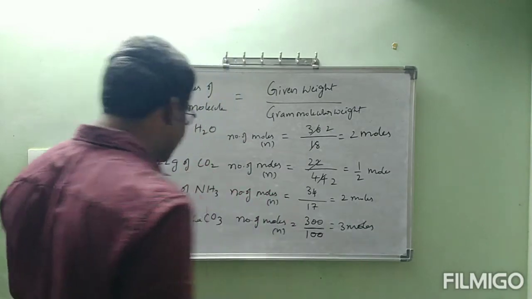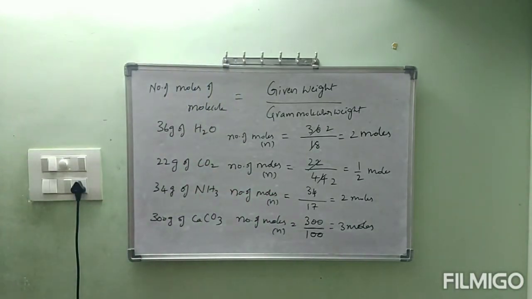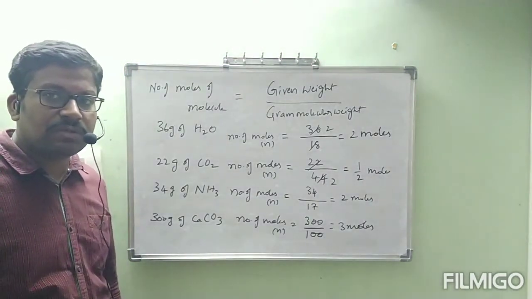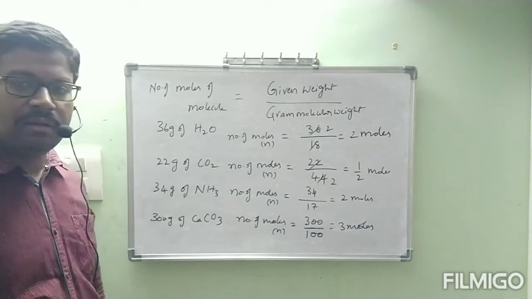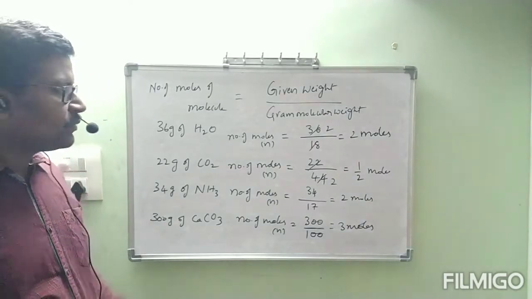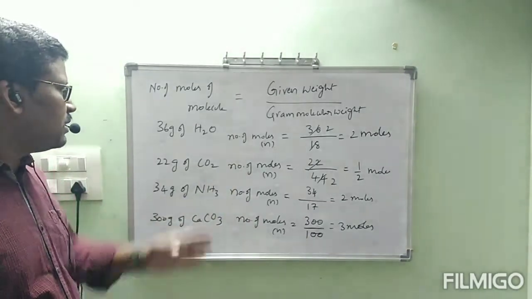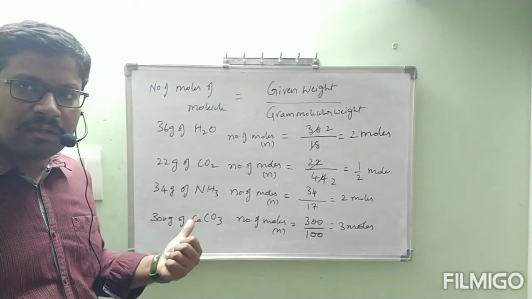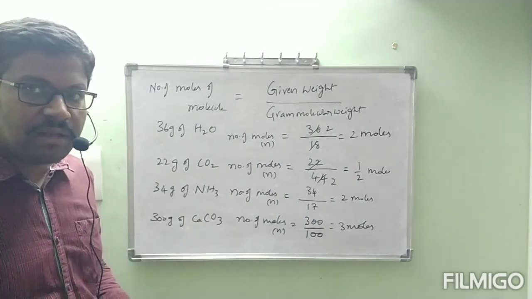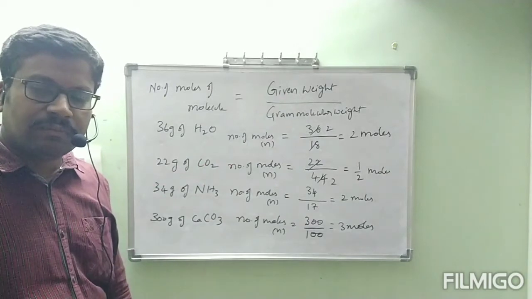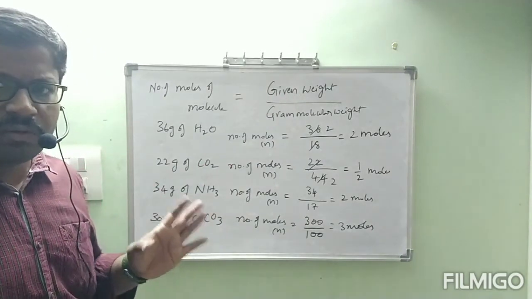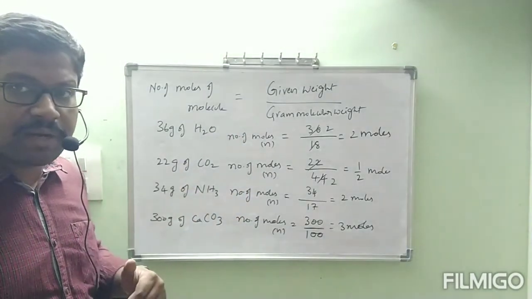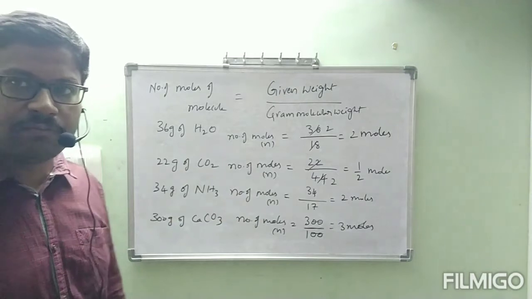So 300 grams of calcium carbonate contains how many moles of calcium carbonate particles? That is 3 moles. Meaning, 3 into 6.023 into 10 power 23 calcium carbonate molecules. Okay, these are various examples of different molecules according to their weights. Whatever the weight we take, according to that given weight we can find the number of moles. If you are able to find the gram molecular weight, automatically we can find the number of moles.